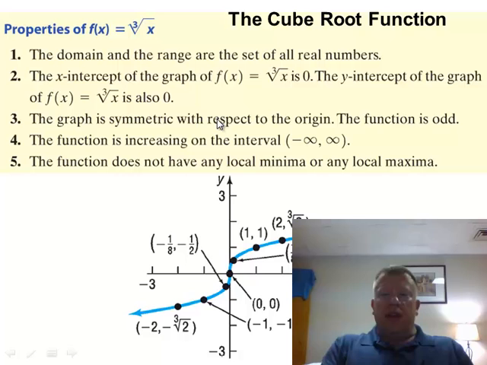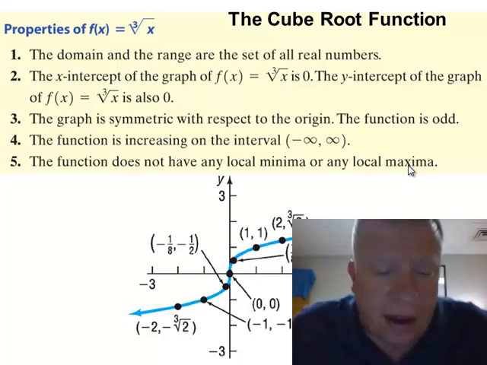So here are the answers to the questions that we had on the previous slide, basically restating what I just told you. The domain and range are the set of all real numbers. The x-intercept is 0, and so is the y-intercept. Graph is symmetric with respect to the origin because of the oddness of the function. The function is increasing everywhere. For as long as x is increasing in value, the function is increasing in value as well. And the function does not have any local minima nor any local maxima. Okay, no surprises there.